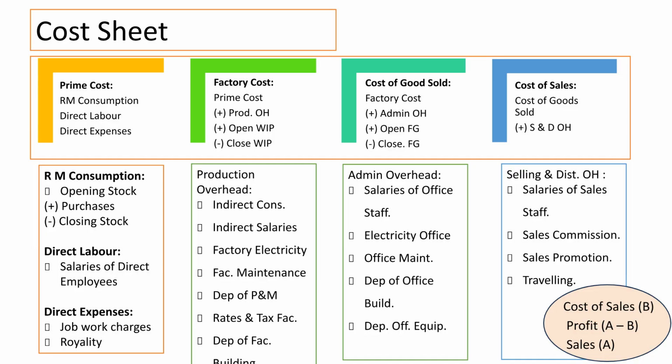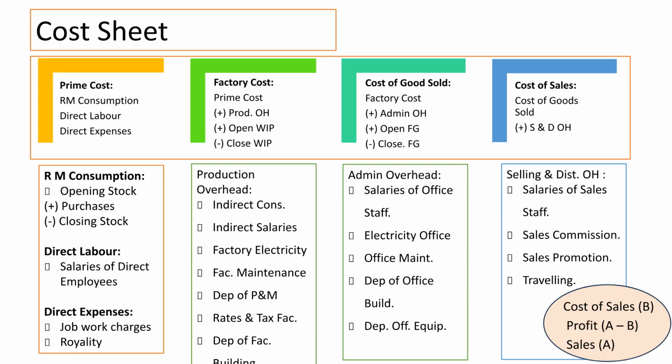In the cost sheet, all the costs are grouped under the following heads: prime cost, factory cost, cost of goods sold, and cost of sales, based on the nature and function of expenses incurred. First, we need to calculate the prime cost, that is basically the direct cost incurred for production of goods. The prime cost includes raw material consumption, direct labor, and direct expenses.